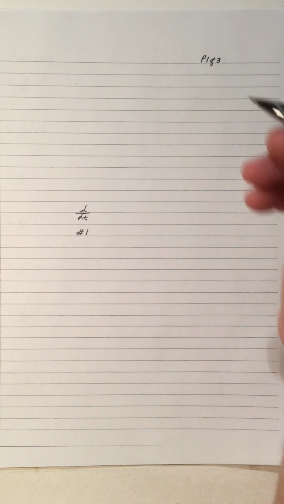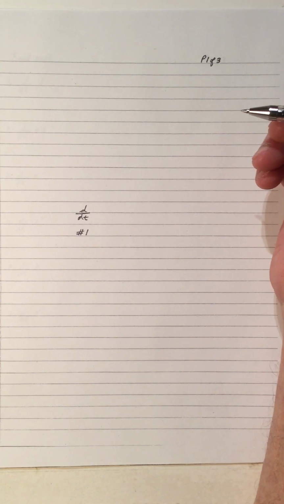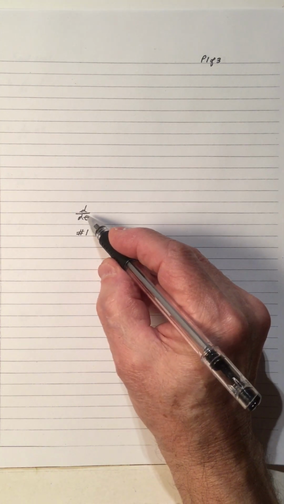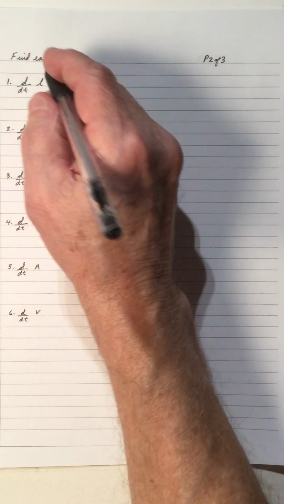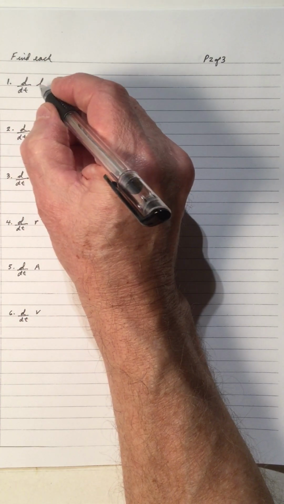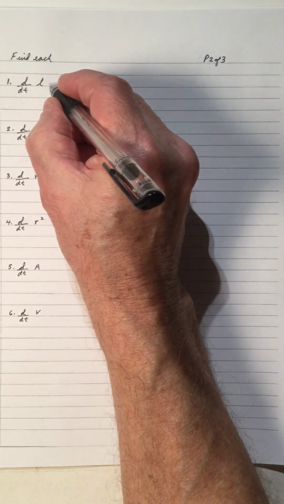Related rates in Calculus 1. This is the first video, and it's on the derivative with respect to t. Here we go. The derivative of a function with respect to t. Find each d/dt in relation to L, which could be the length.